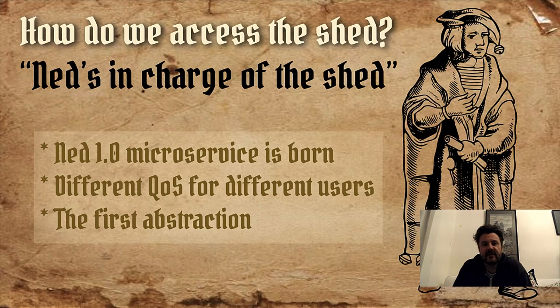And this led to hiring Ned to be a clerk running the shed. The first microservice is born, Ned 1.0. Ned very quickly realized that a question from the Queen was far more important than a question from one of the local merchants in town, and therefore quality of service was born. And as the first abstraction, Ned realized that it was his job to hide the complexity of the data in the shed from the outside world so that they could get value from it.